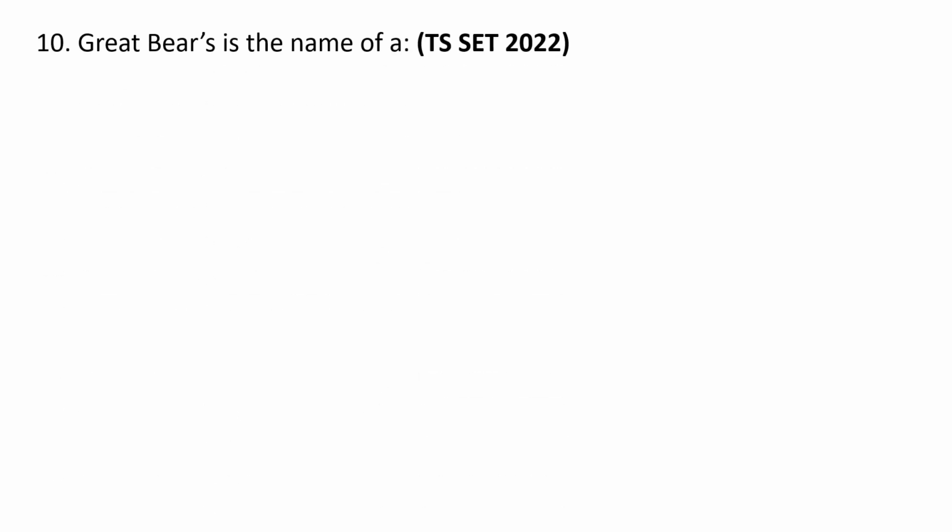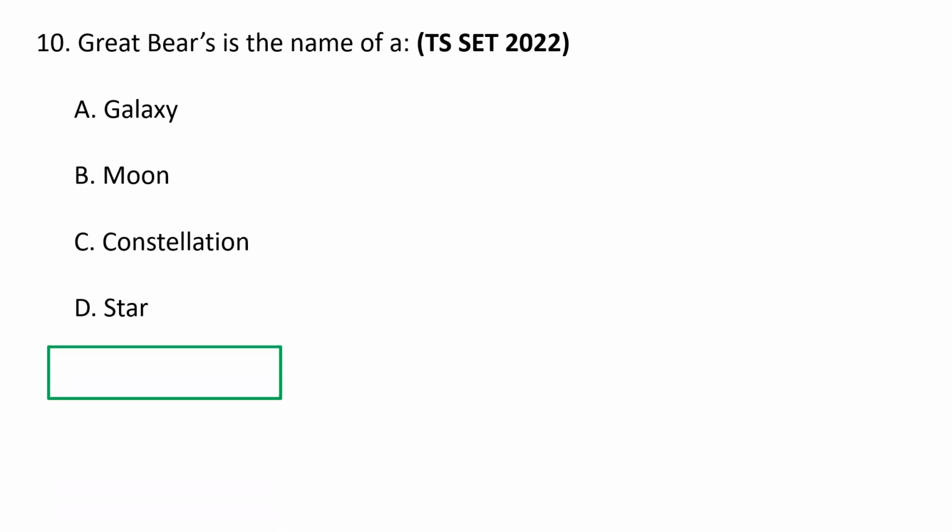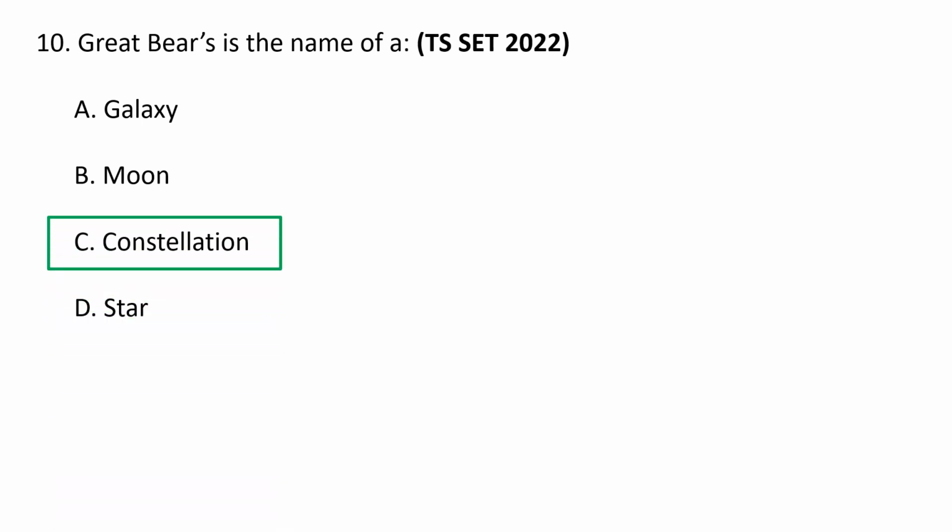Next question. Great Bear is the name of A. Galaxy, B. Moon, C. Constellation, D. Star. So the correct answer is C. Constellation. The Great Bear constellation is also known as Ursa Major. It is always above the horizon in the northern latitudes, but the best time to see it is in the spring when it is high above the northeastern horizon. Ursa Major is best known as the home of the Big Dipper. So here it is known as the constellation. C is the correct answer.